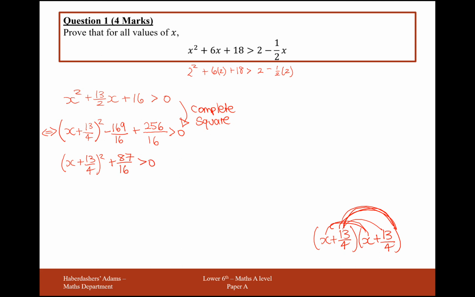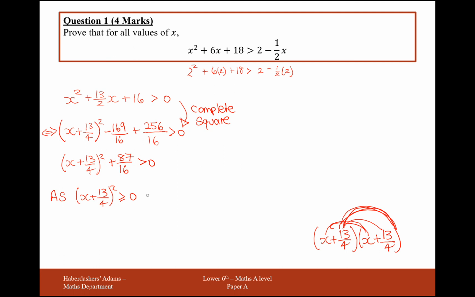Okay, so what we now have to do here is we can see that this is greater than 0. Anything from this part of the expression is always going to be positive because it's a squared part, and this part here will additionally increase that value as well. So what we need to write is a little sentence to conclude this, as x plus 13 over 4 squared is greater than or equal to 0. Greater than or equal to 0, because if x was minus 13 over 4, this expression would be 0 squared, which could equal 0. So we need an equal sign on there.